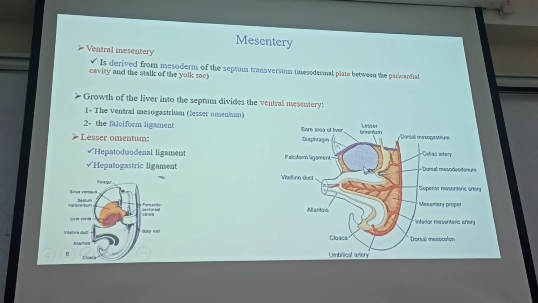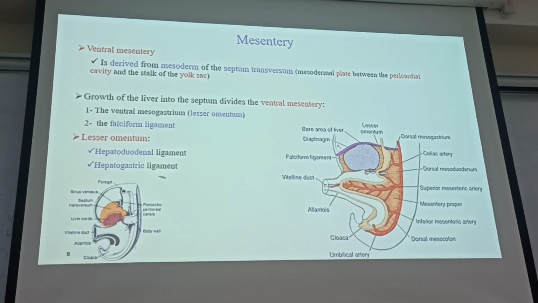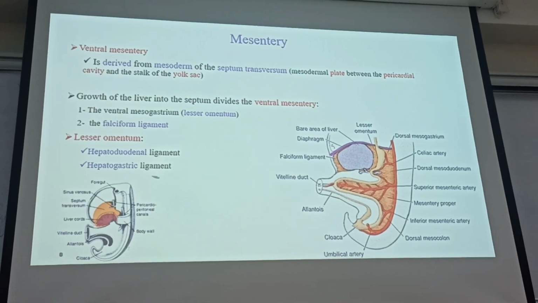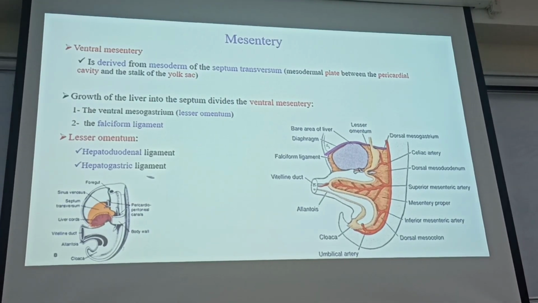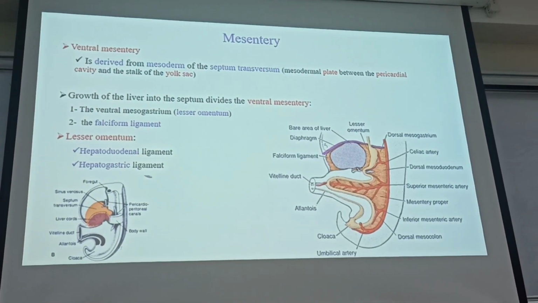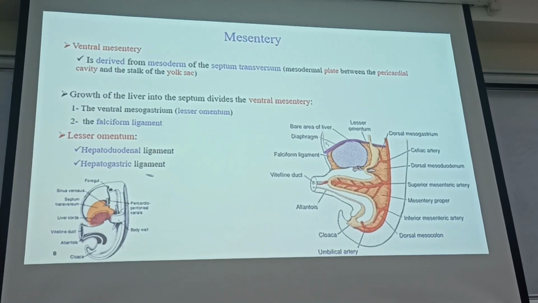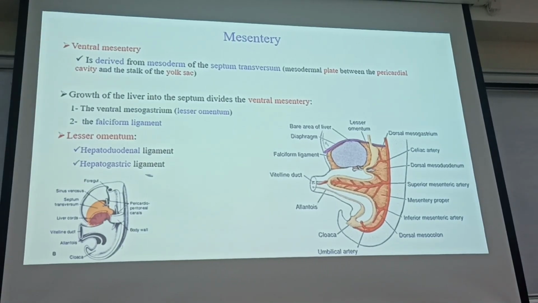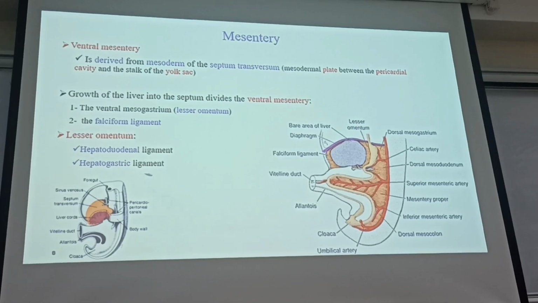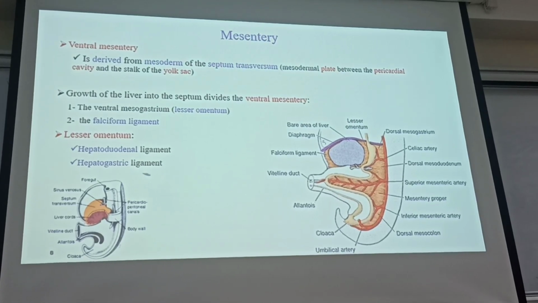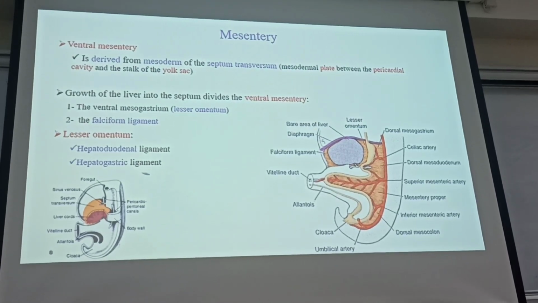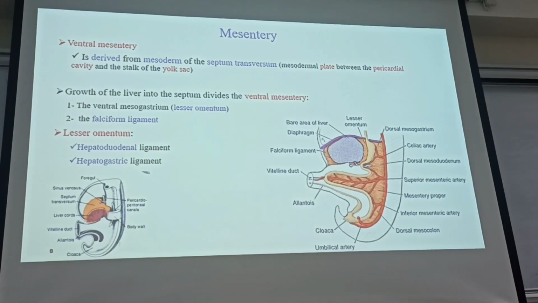What is the origin of dorsal mesentery? Embryologically, the origin of the posterior mesentery: the posterior mesentery is originated from mesoderm. Okay?